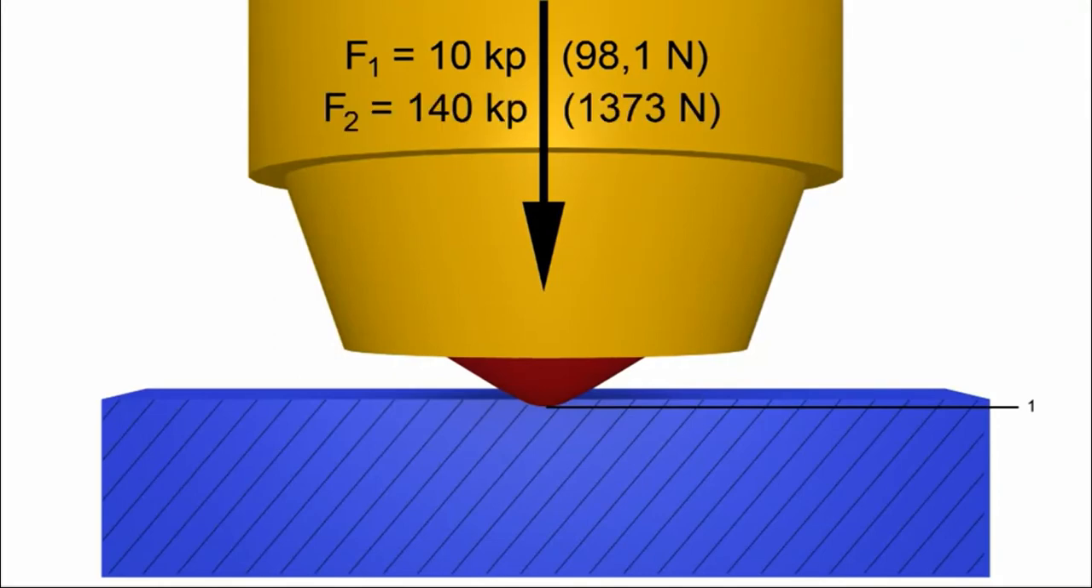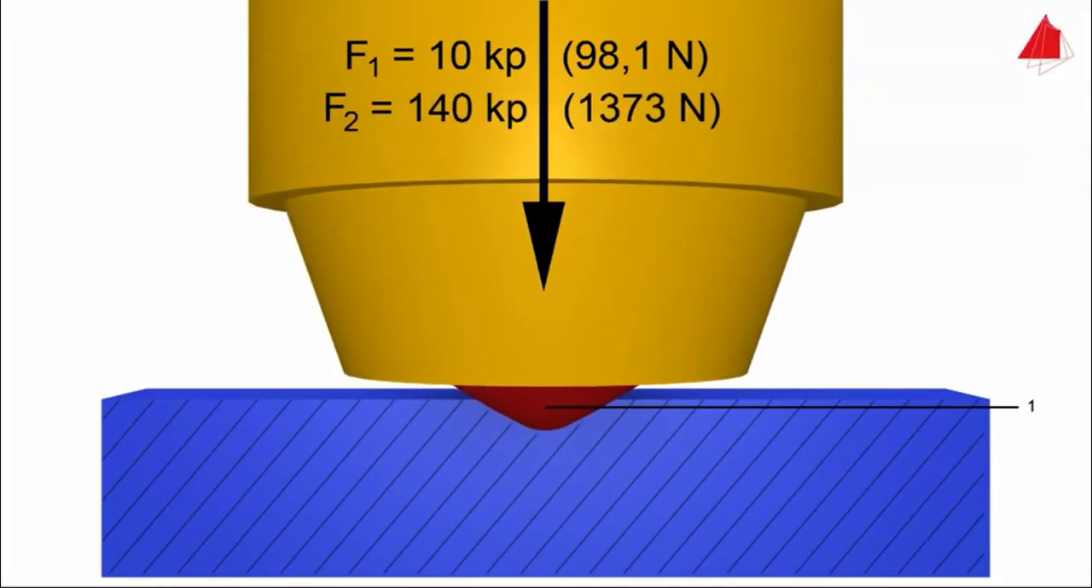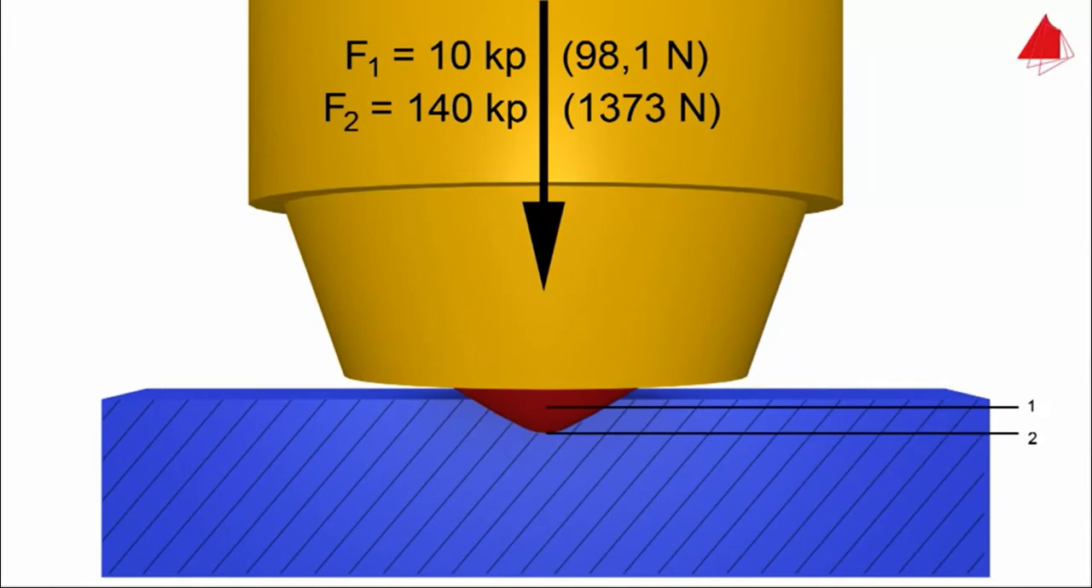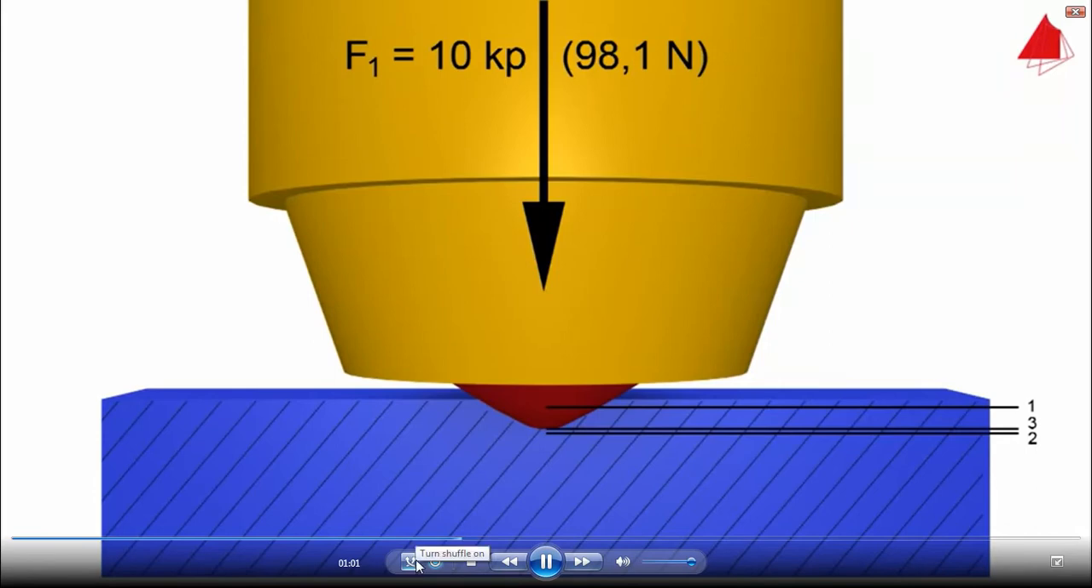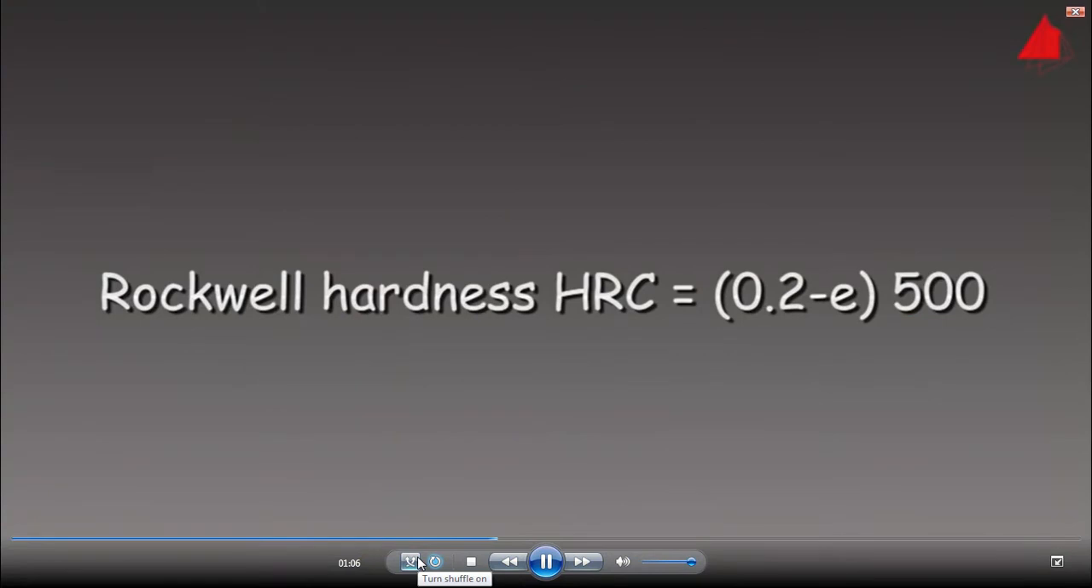In step 2, the test force is increased by 140 kilopons, which is acting as the major force. This means that an overall force of 150 kilopons is now acting on the indenter, and this force is held for a certain time. In step 3, the major force is removed again. While the minor force is still acting, the permanent increase in depth of indentation E is measured. This is how the Rockwell hardness is calculated. Rockwell hardness HRC is equal to 0.2 minus permanent depth of indentation E in millimeters, times 500.